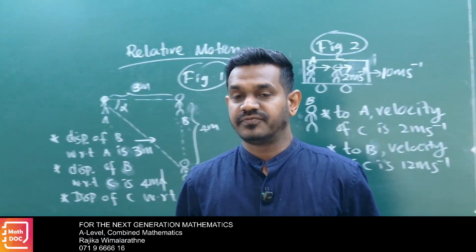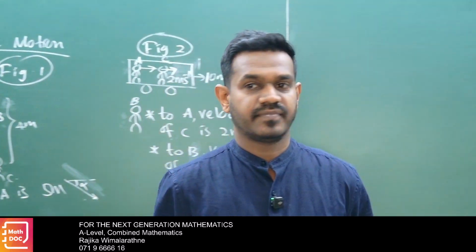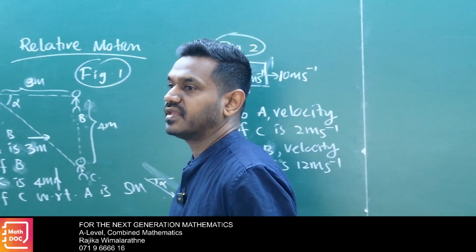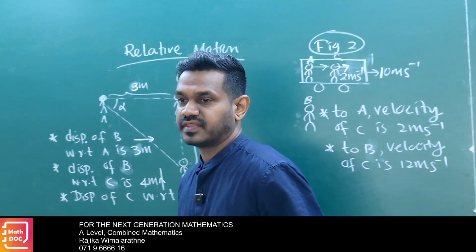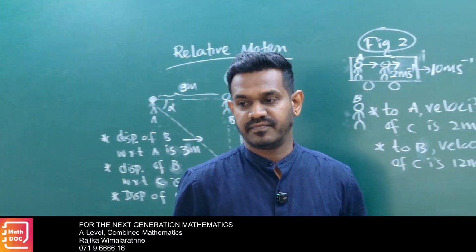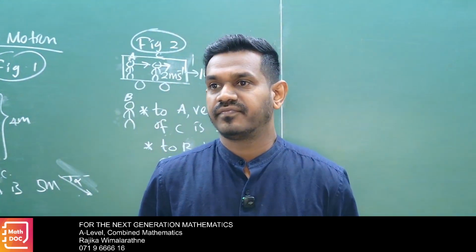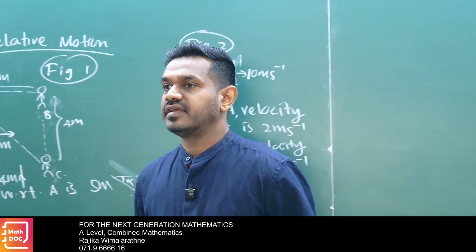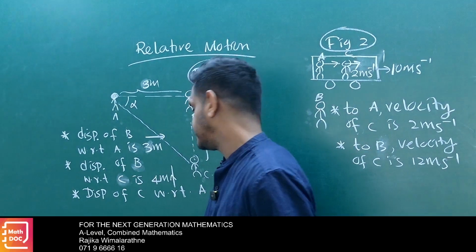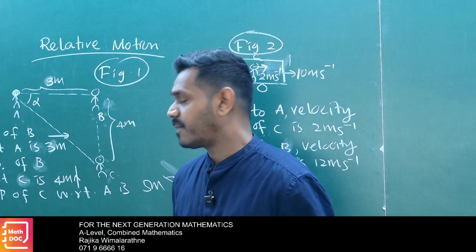Those vectors are different. Therefore, here we say there's relative displacement between A and C.